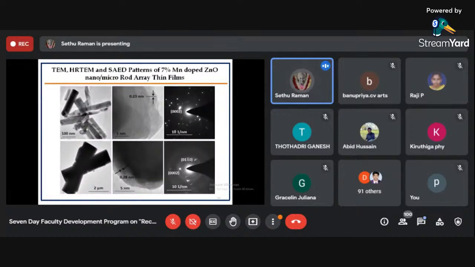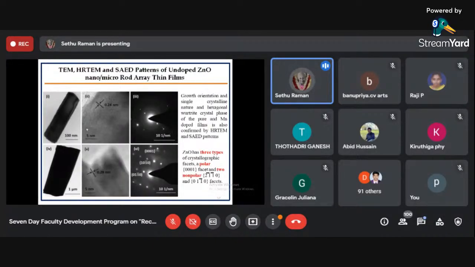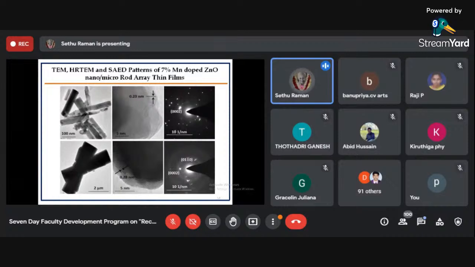So this is for an undoped sample. This is for a 7% Mn doped ZnO nano-microrod array thin film. In this case, we have observed some nanorods as well as microrods. Just to confirm, the orientation changes. You see that the orientation changes. Then maybe we will discuss it in the XRD pattern.